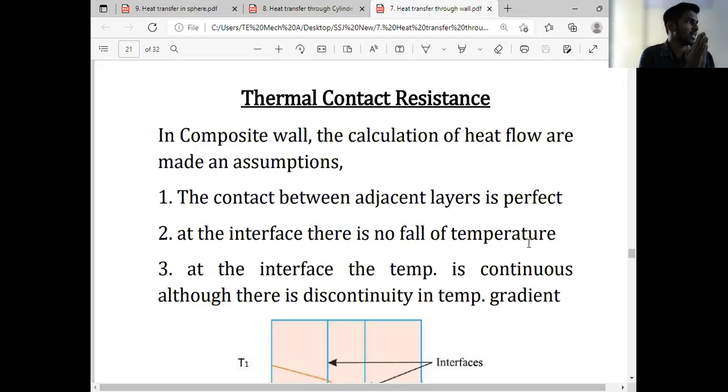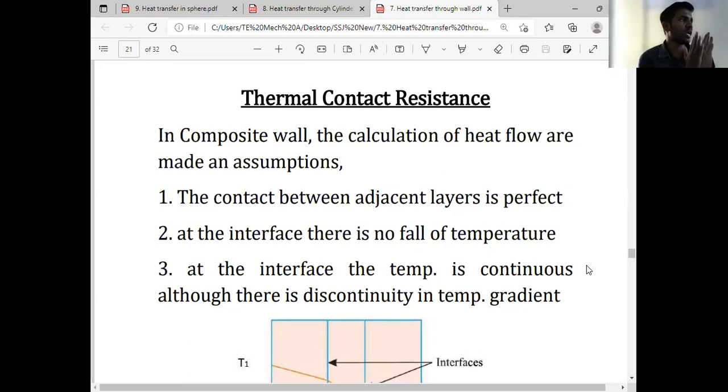म्हणजे जो काही इंटरफेस आहे तिथं आपण टेम्परेचर कमी होते असं कन्सिडर केलेलं नव्हतं. ओके, सो दिस इज द सेकंड अझम्पशन. अँड व्हॉट इज द लास्ट अझम्पशन? ऍट द इंटरफेस द टेम्परेचर इज कंटिन्युअस ऑल्दो देयर इज अ डिसकंटिन्युटी इन टेम्परेचर ग्रेडियंट. टेम्परेचर जे आहे ते कंटिन्युअस आहे. म्हणजे आपले जरी तीन लेयर आपण कन्सिडर केले होते तरी आपण स्ट्रेट लाईनच घेत होतो.